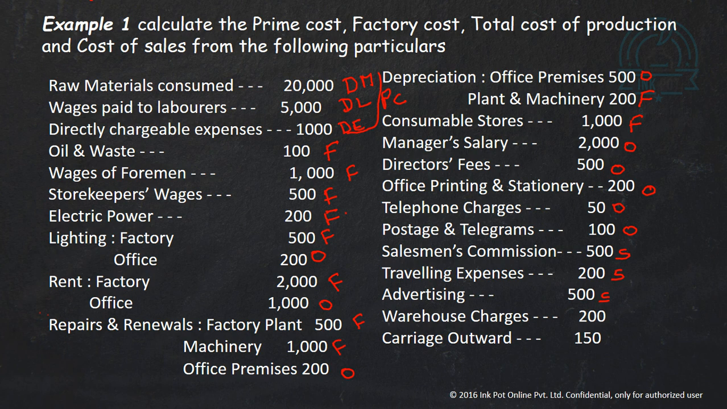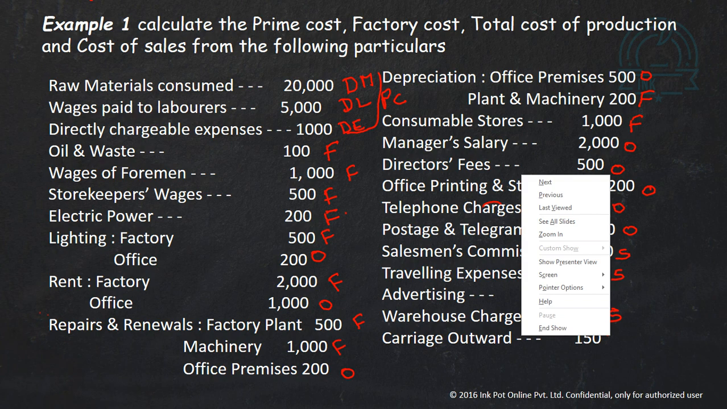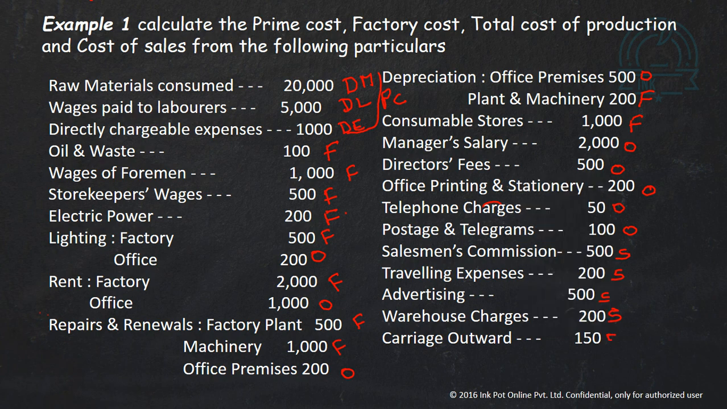So we will write here selling and distribution overhead. And carriage outward means the carriage paid at the time of sale of goods, when the goods are going out of factory, so it is again a selling and distribution overhead, right? So now we have segregated all the expenses, so let's start solving this question.